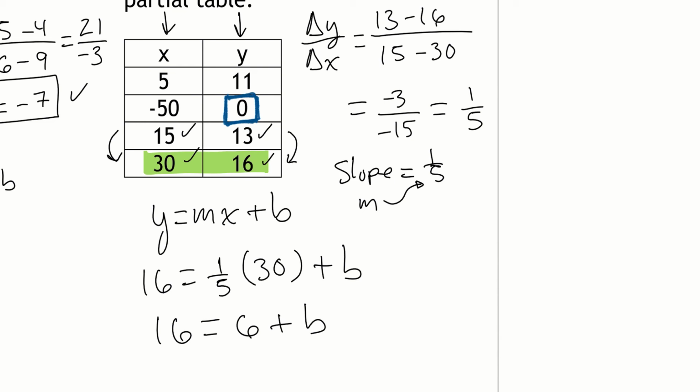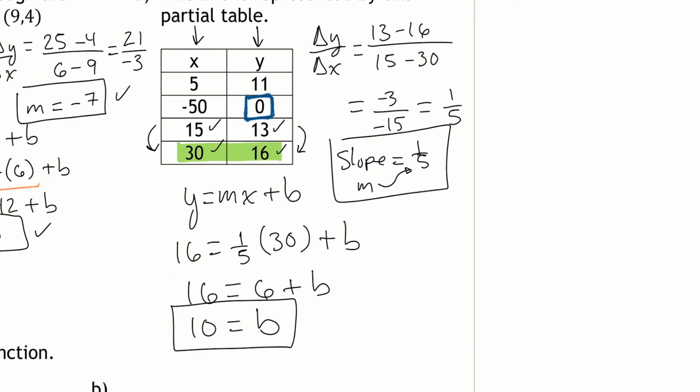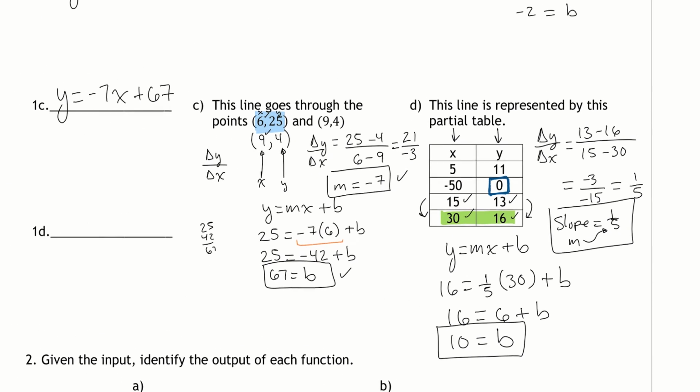And if I remove 6 from each side, I have 10 on the left-hand side, and on the right-hand side I have b. So 10 is my y-intercept parameter. So there I've got both parameters, the slope parameter and the y-intercept parameter. So you know what that means. We're ready to write the equation of the line. So I'll come over here and I'll write y is equal to 1/5 of x plus 10.